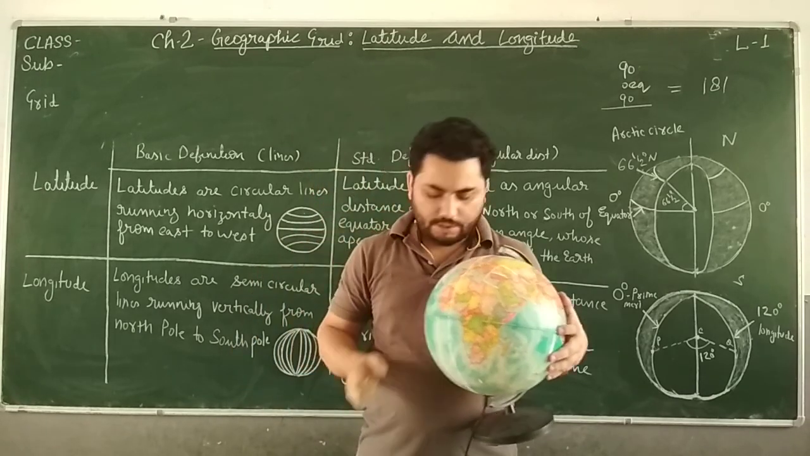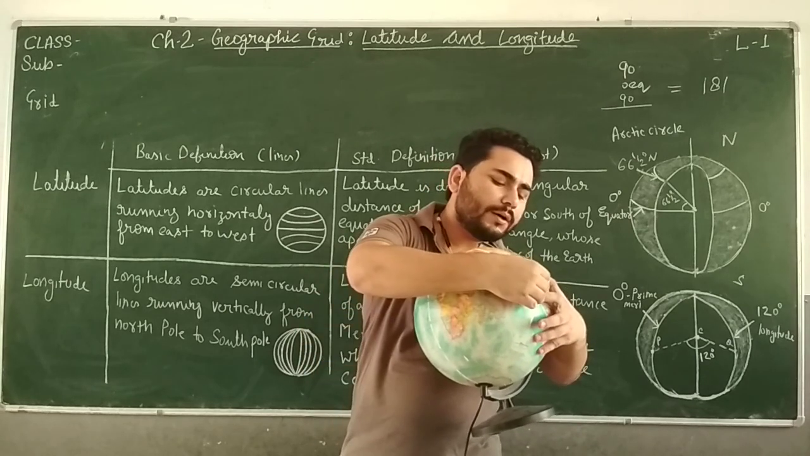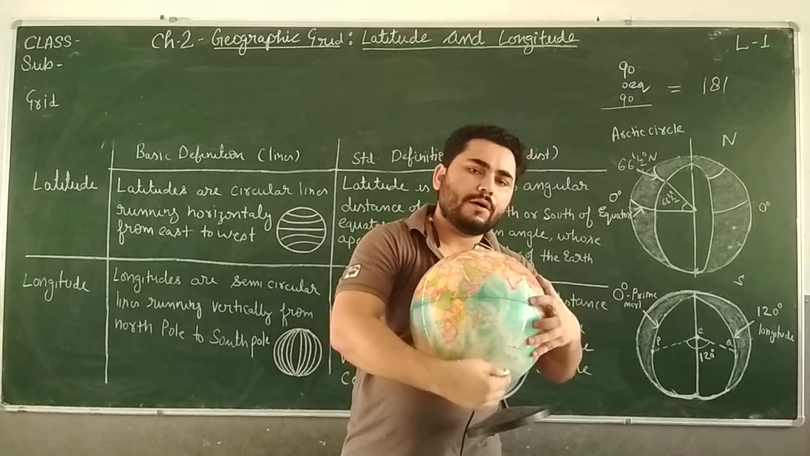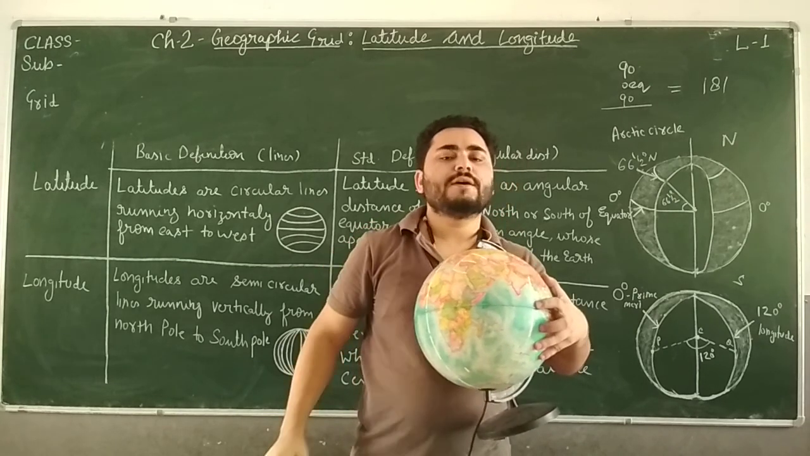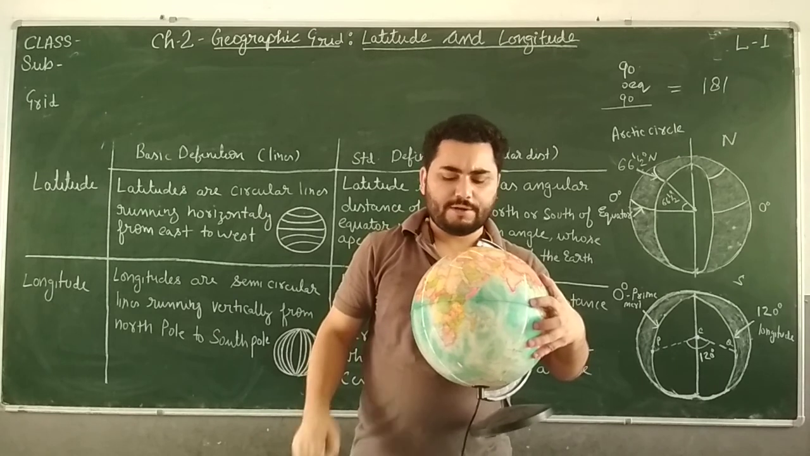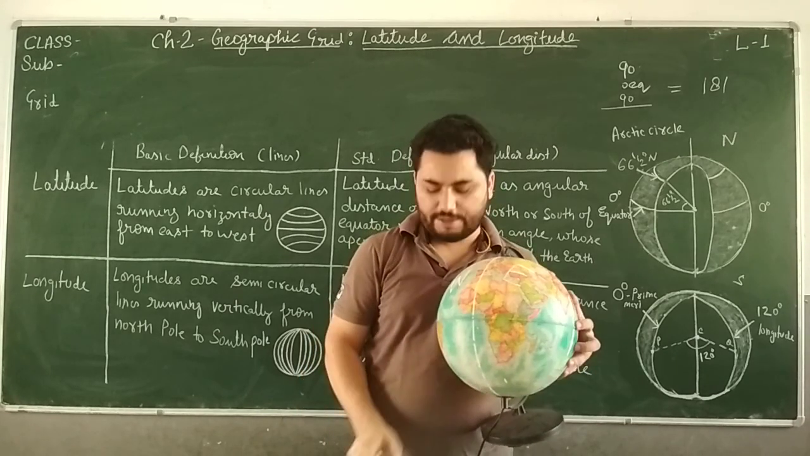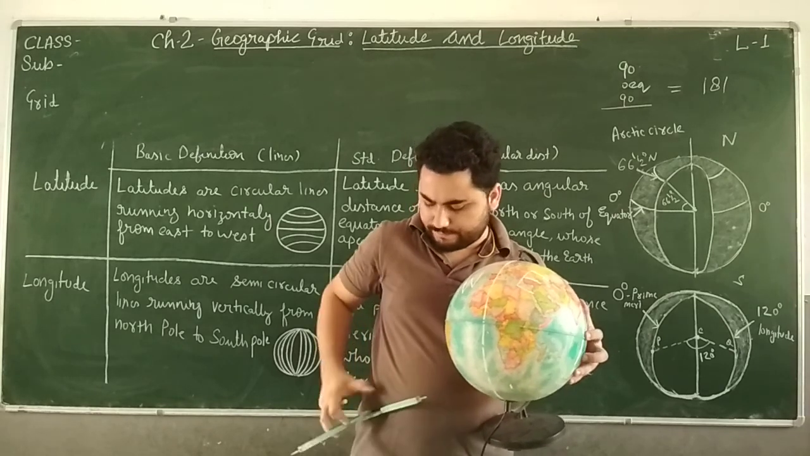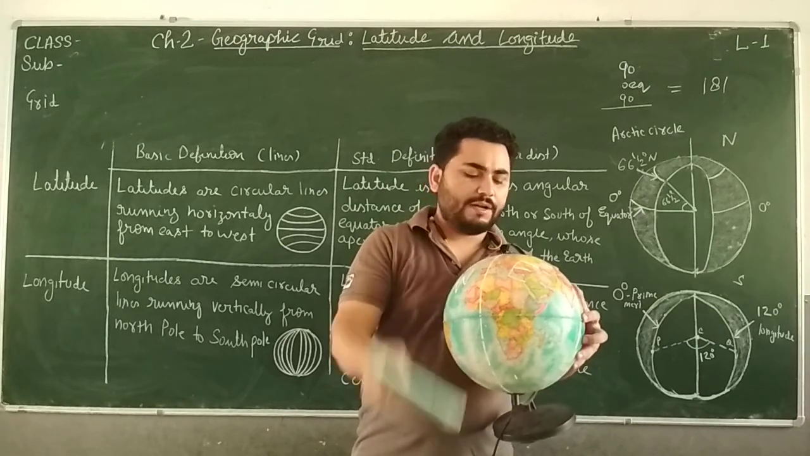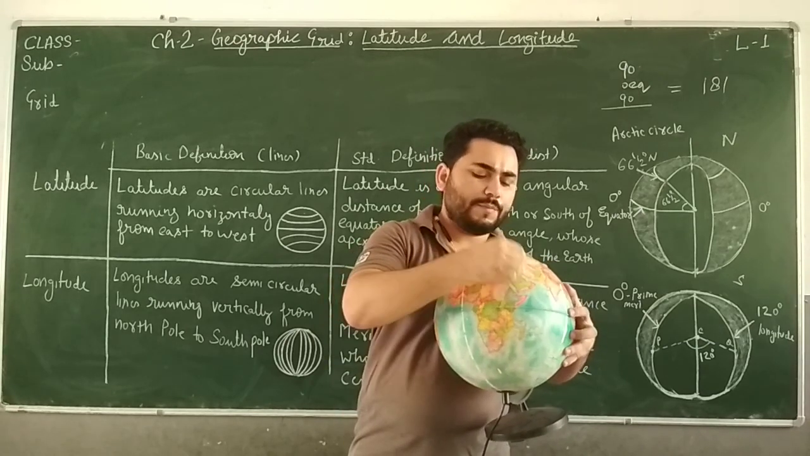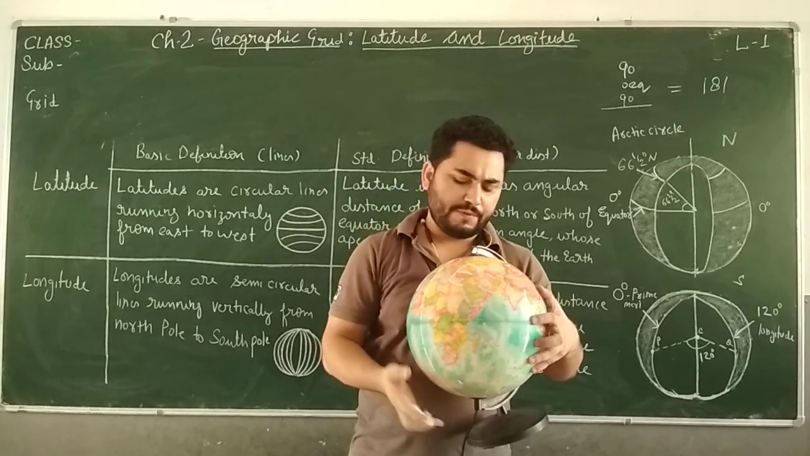If we are measuring angles, the places on this line will all have an angular distance of 90 degree only. All the places here will have a distance of 0 degree only. And the places on this line will be at 45 degree. Likewise, 90 degree.